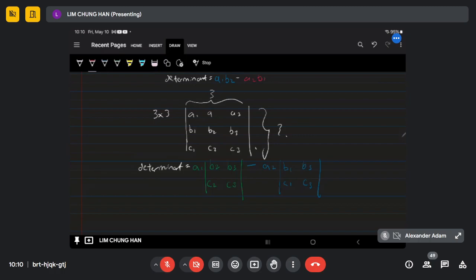Next, A3. When it's A3, then it's this one that you're multiplying with: B1, B2, C1, C2. Now, in this case, it's positive. Why? Because it's together. This whole thing is together.